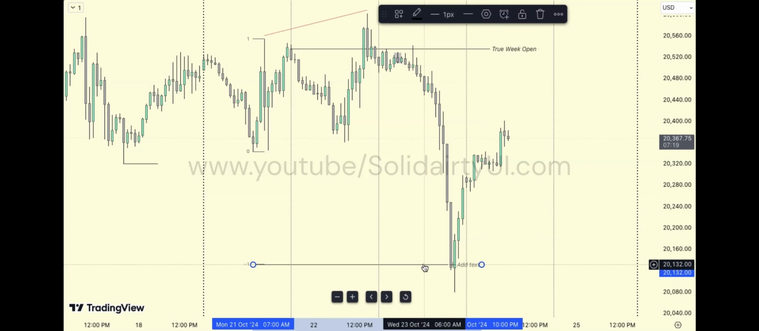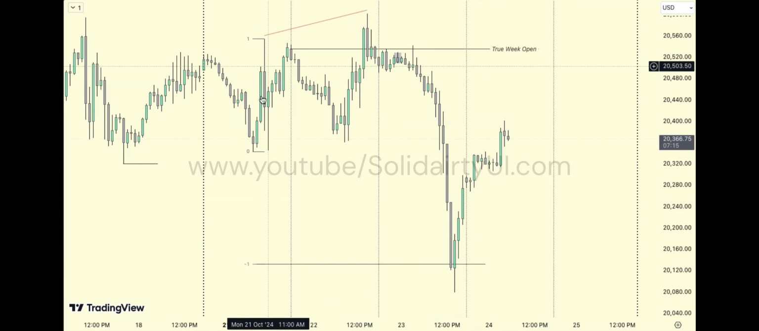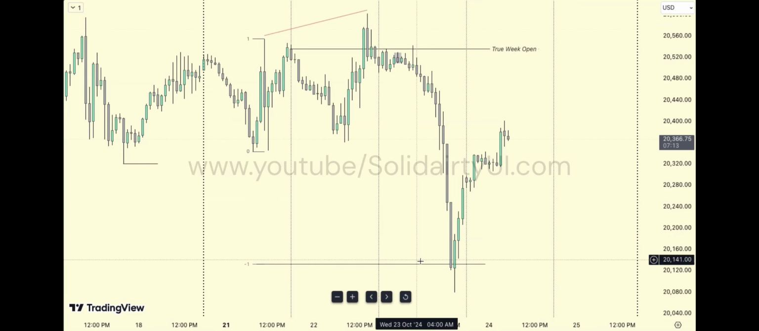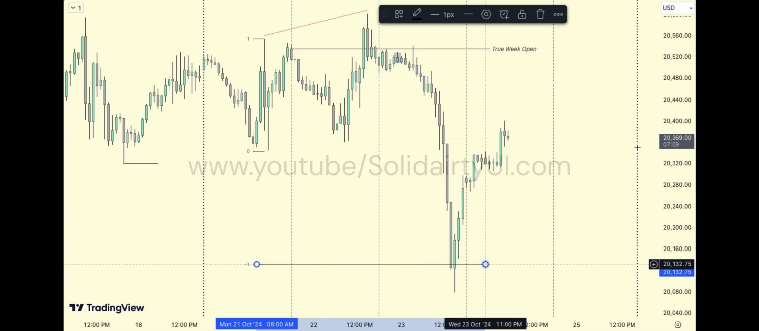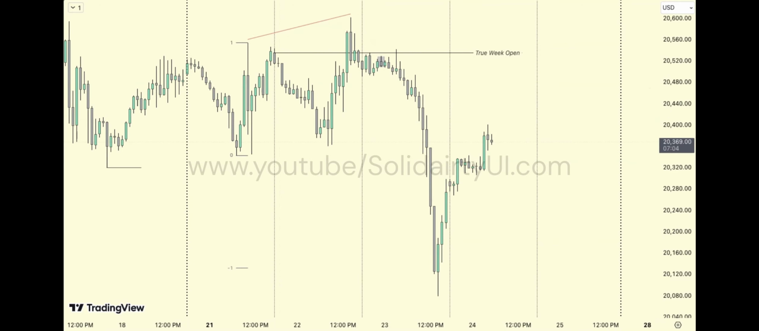This is just an example, but we have hit -1 standard deviation of DFR, and we did start reversing shortly after. So that's something to look at going into the week, going into Thursday and Friday. I'm sure AM session will have its own story to tell, and then you just kind of have to go from there.